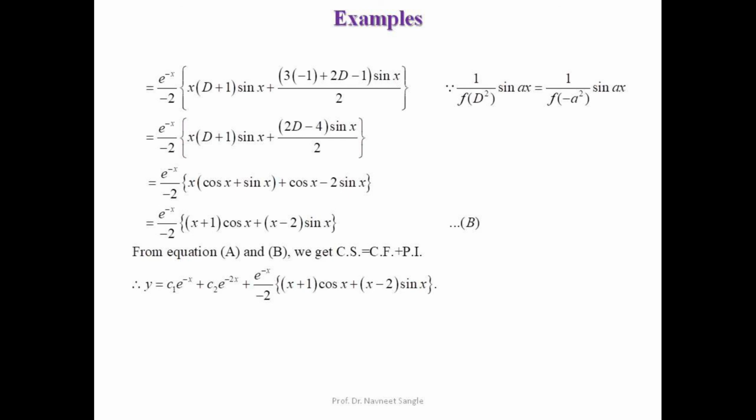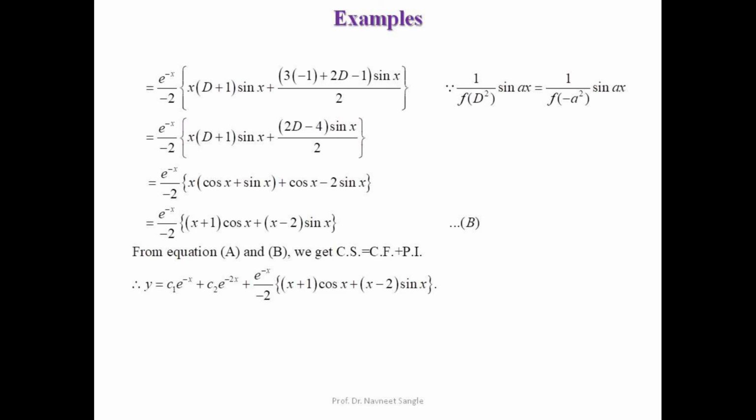So in this way we get the value of particular integral as e raised to minus x upon minus 2 into (x plus 1). If we take the term (x plus 1) common for cos and (x minus 2) common for sine, then we get equation b as the value of particular integral. So from these two equations, equation a and b, we get the complete solution of this equation, which is the sum of complementary function and particular integral.